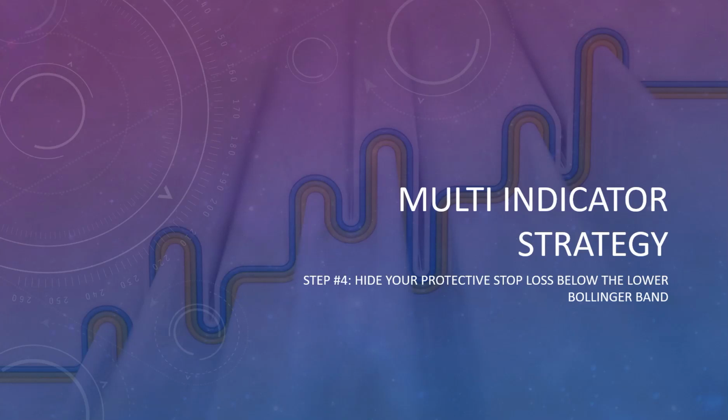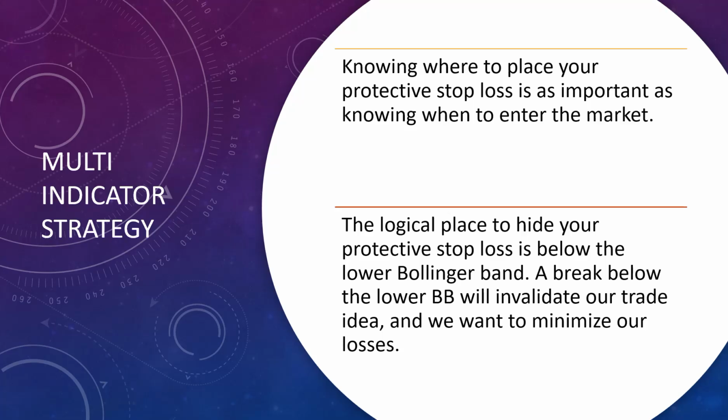Because keep in mind, we're now getting a confirmed buy. We still have to use our risk management risk reward ratio. When we figure out where we're going to put our stop loss and our target point, we can then determine if we can even afford to take this trade. So we want to hide our protective stop loss below the lower Bollinger Band.